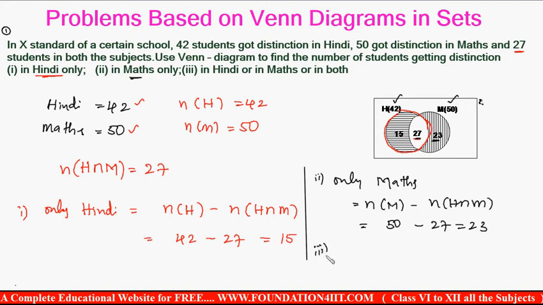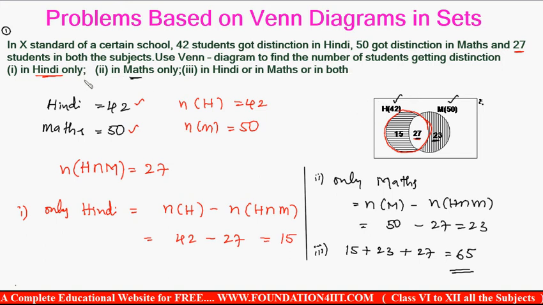Now based on this, the last one, Hindi or maths or both. That means 15 plus 27 plus 23, all this entire union, so H union M. 15 is only in Hindi, 23 is only in maths, and 27 is in both. Yes, we can add this complete number. So if you add 15 plus 27 plus 23, it is 65. Okay, 65 students got distinction either in Hindi or in maths or in both. In this way, you can solve this. So using the Venn diagram, it's very easy to solve.